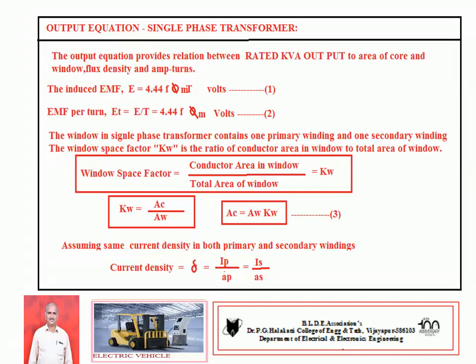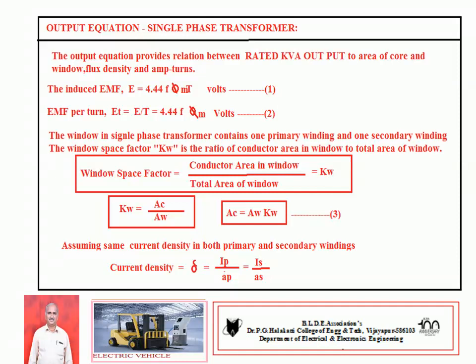What is the window space factor? Window space factor is defined as the total conductor area in the window to the total area of the window. It is denoted by KW. KW equals AC, area of copper, divided by area of window, AW. From this expression, area of copper equals the multiplication of AW into KW. Call it equation number 3.